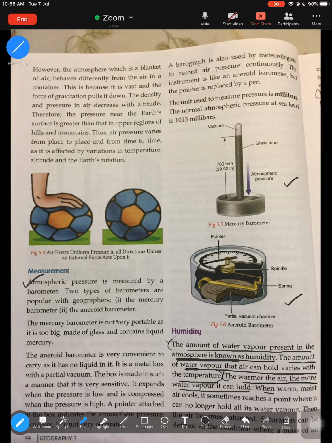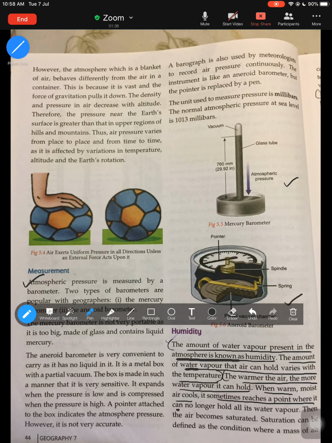But when the warm air becomes cold, what happens? It reaches a point where it can no longer hold all the water vapor. Then we call that the air has become saturated. So as the warm air becomes cold, it reaches a point where it can no longer hold all the water vapor. Then we say that the air has become saturated.